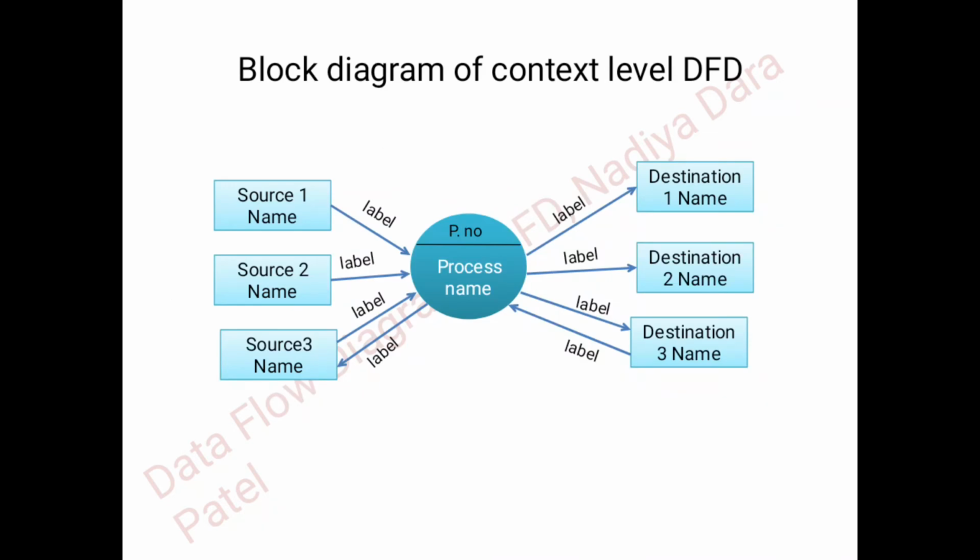So these are the rules of context level diagram. This is the block diagram of context level DFD. Here you can see there is a source, there is our process box, there is our destination. This is the thing which I was trying to explain to you.